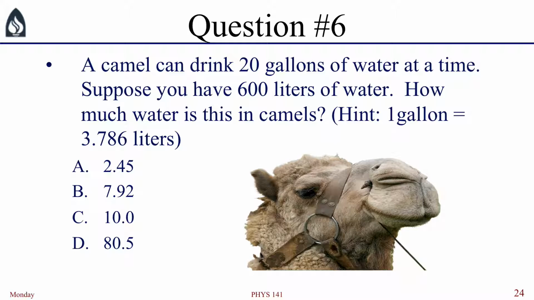So here's a question that you can look at. Let's say you know that a camel can drink 20 gallons of water at a time. Let's say you have 600 liters of water and you wish to store your water in camels. How many camels would you need to drink this much water? And as an intermediate conversion fact, I know that 1 gallon is equivalent to 3.786 liters. So give this a try and pause the video, and once you have an answer, see if it's close to any of these numbers.